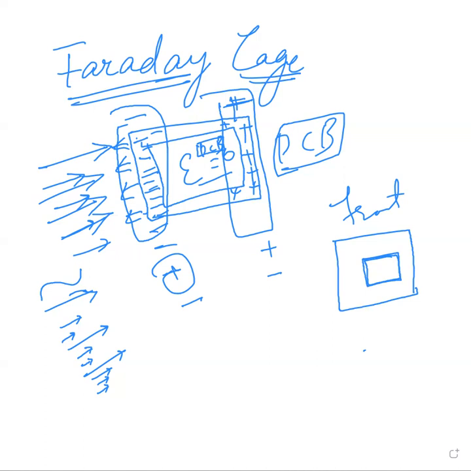What is the impact of the aperture? For a small aperture, if the aperture is significantly smaller than the wavelength of the incident wave, the Faraday cage can still provide some level of shielding. An electromagnetic wave passing through the aperture will experience a higher degree of reflection or absorption due to the conductive nature of the cage material.